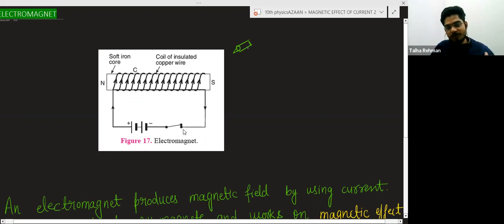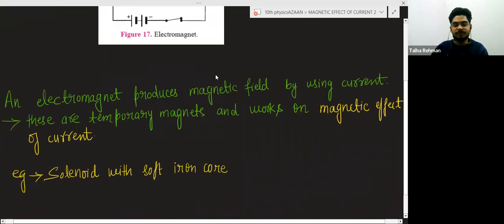When you switch off, or you can say when you open this switch, current will become zero in this wire. So what will happen in that case? This magnet will lose the magnetism, and now it will not behave as a magnet. Means it will now not attract this iron piece or iron nail.